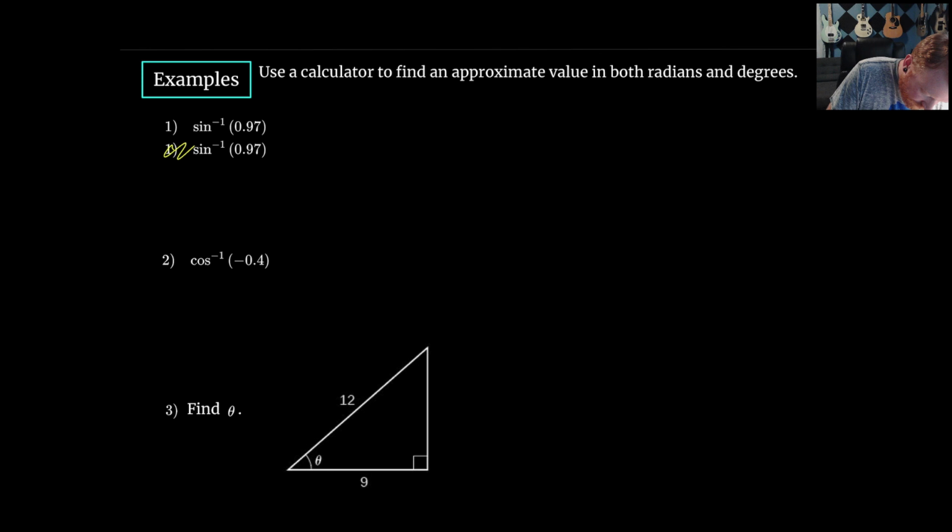I don't know how this one ended up on here twice, but we'll cross this guy out. But I want to find the sine inverse of 0.97. So this is not some value that we have off the top of our head, so we're just going to have to use a calculator here.